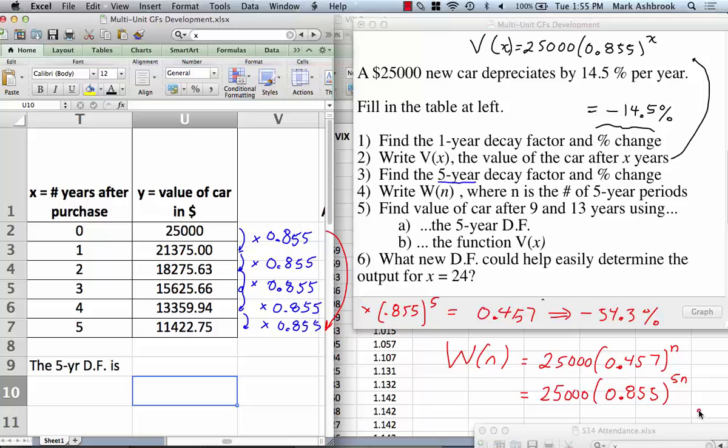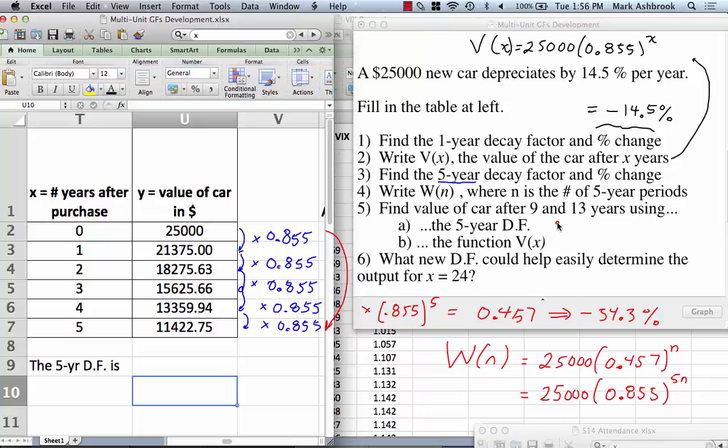That works good. Okay, so now I want to find the value of the car after 9 years. And I want to do this in an efficient way, and I want to use the 5-year decay factor. So this number, 0.457. How could I use the 5-year decay factor to find the value? This really gets to see if you understand what the 5-year decay factor is. I want to find the value of the car after 9 years.